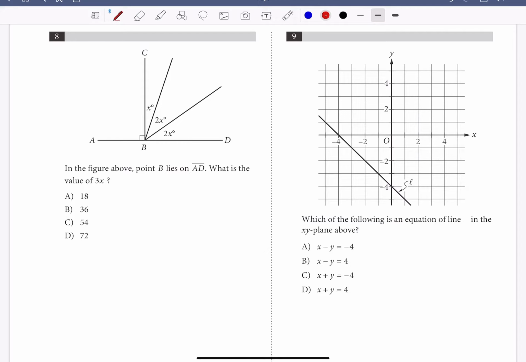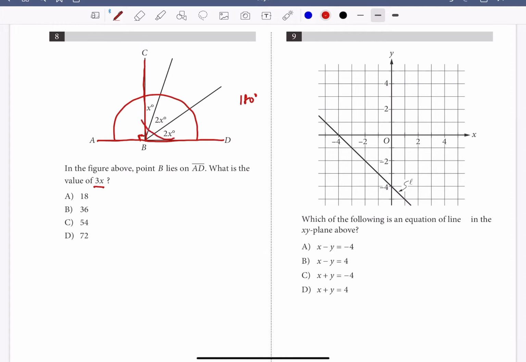Number 8. In the figure above, point B lies on AD. Okay, line segment AD. What is the value of 3x? You're looking for the value of 3x. And there is a perpendicular sign, right? Which means line segment BC and line segment AB are perpendicular. And AD is a straight line, so this whole thing is 180 degrees, and half of that is 90.